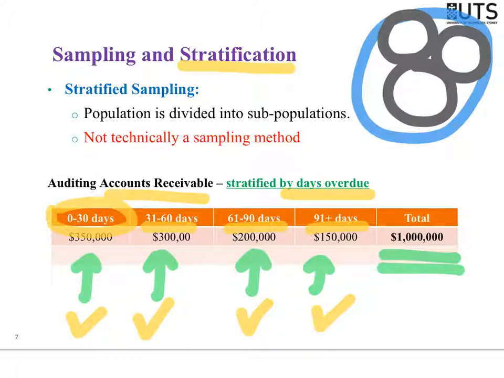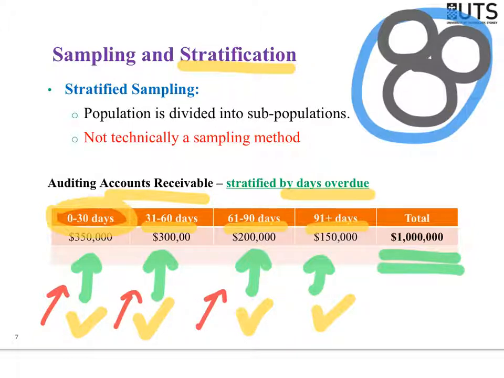You essentially treat every group as its own population. Why is that important? Because it means you can apply a different sampling technique to each one. The first one, you can apply random selection. The second one, you can apply interval selection. Third one, you can apply judgmental selection. So you essentially treat each one separately.